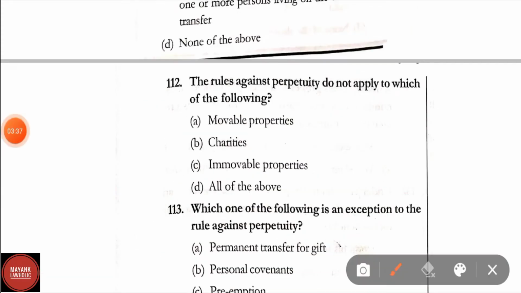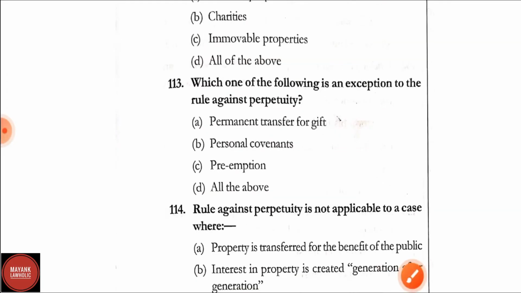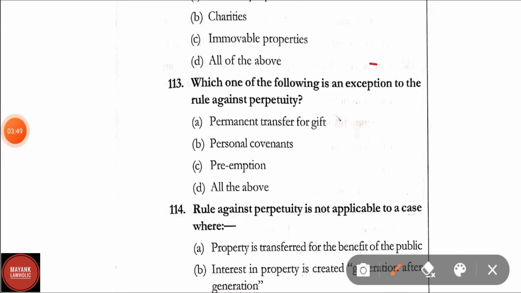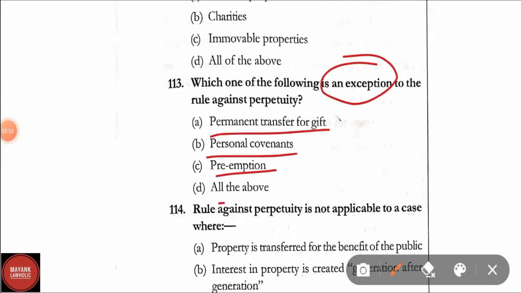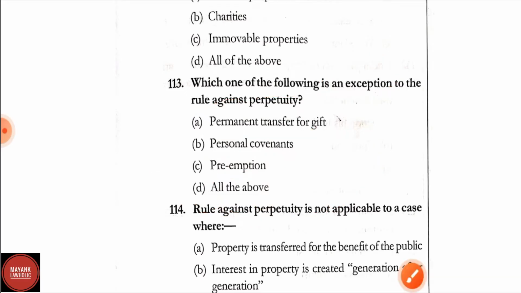Question number 112. The rule against perpetuity does not apply to which of the following? Movable properties, charities, immovable properties, all of the above. Correct answer is option B, that is charities. Question number 113. Which one of the following is an exception to the rule against perpetuity? Permanent transfer for gift, personal covenants, preemption, all of the above. Correct answer is option D, that is all of the above. Permanent transfer of gifts, personal covenants, preemption, all are the exceptions of rule against perpetuity.